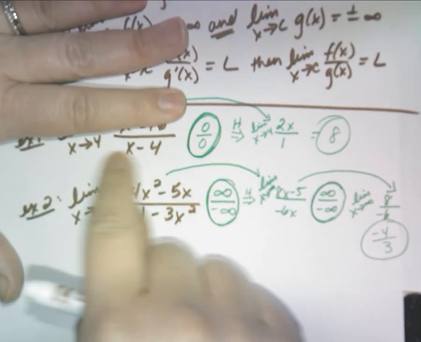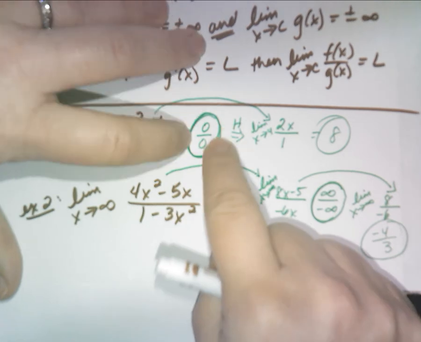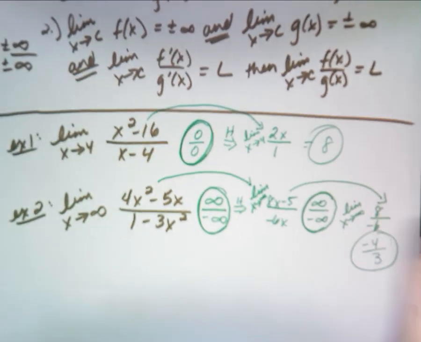If you plug in 4 on just the bottom, do you get 0? So then you have this indeterminate form. That's f(x) over g(x).